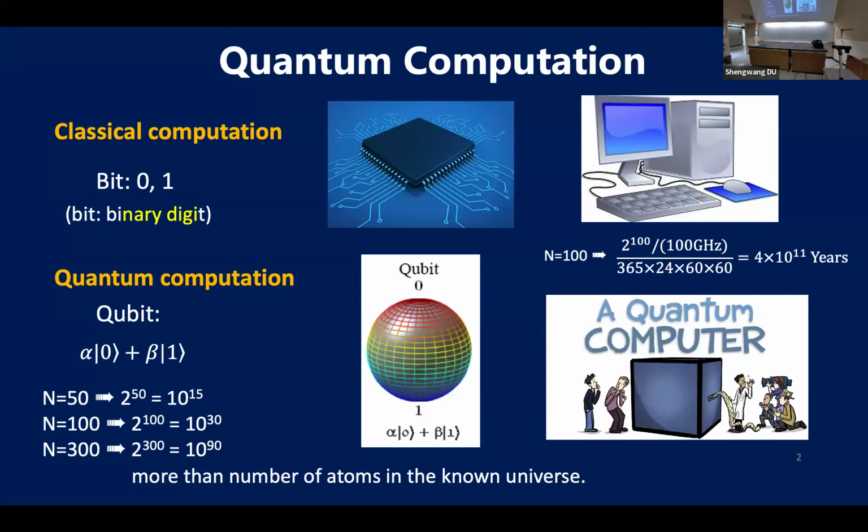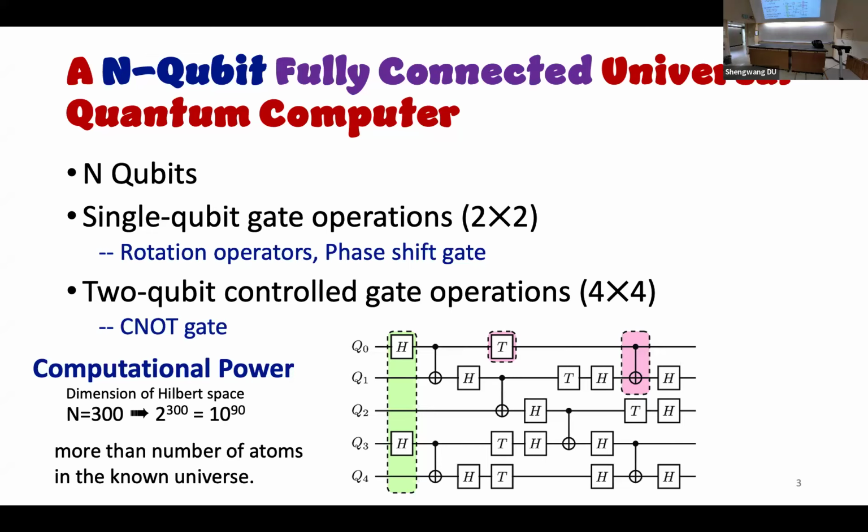Okay, for the information transfer, but for the quantum, if you make a quantum computer with 300 qubits, you already beat the entire universe. Basically, you don't need anything else in this universe. So what does a quantum computer look like?